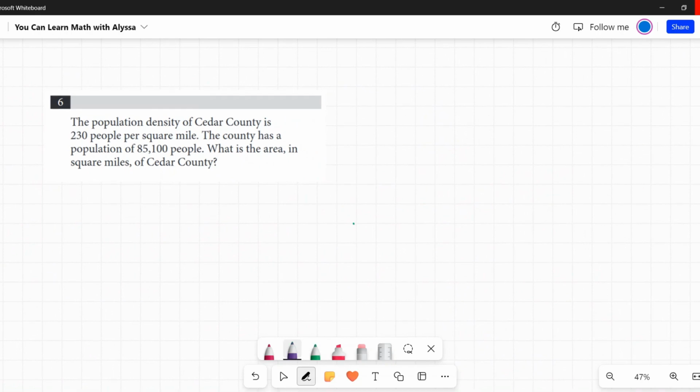Number 6, the population density of Cedar County is 230 people per square mile. The county has a population of 85,100 people. What is the area in square miles of Cedar County?